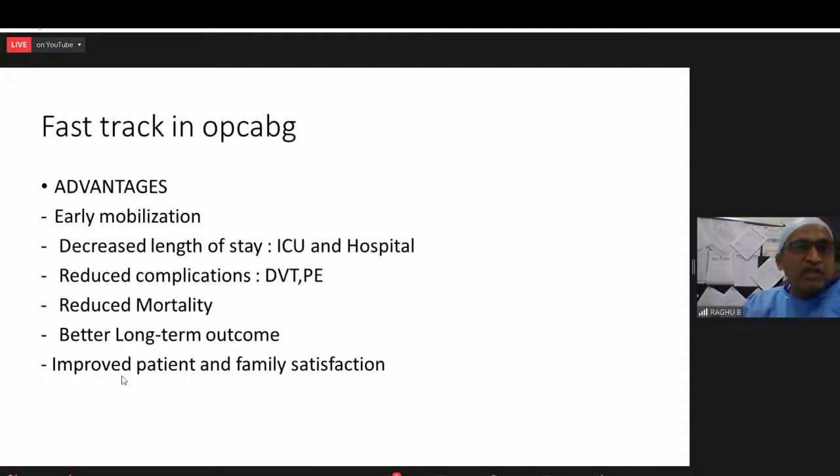Coming to the fast track in off-pump CABG, the main advantages here are that the patient can be mobilized early, decreased length of stay in ICU and hospital, reduced complication of DVT, reduced mortality and morbidity, better long-term outcome, and improved patient and family satisfaction can happen.